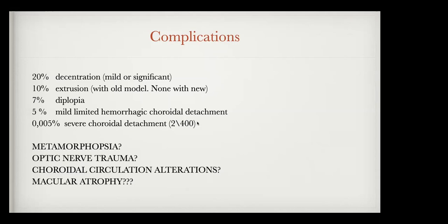5% limited hemorrhage, and I had 2 bad cases of severe choroidal detachment. Metamorphopsia, optic nerve trauma, ischemia in the choroid, macular atrophy. I listed them with a question mark because colleagues always ask about this, but I have not noticed.